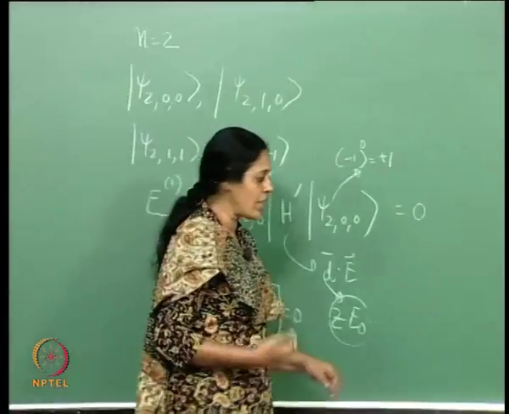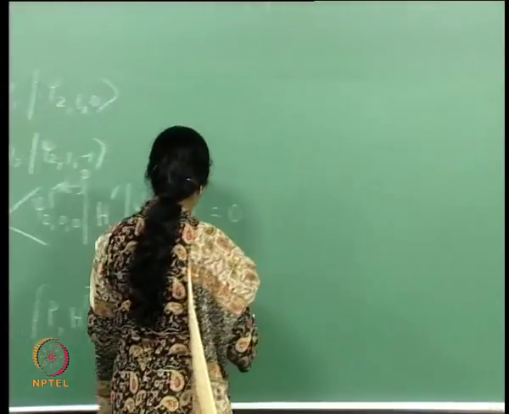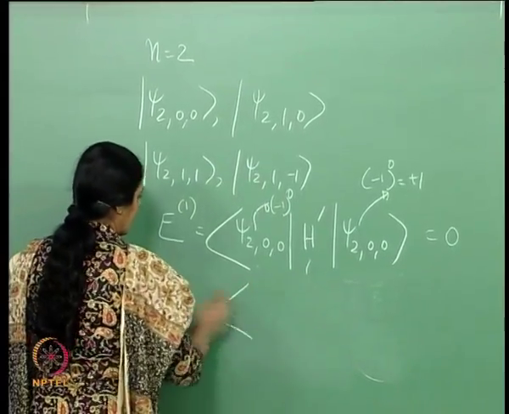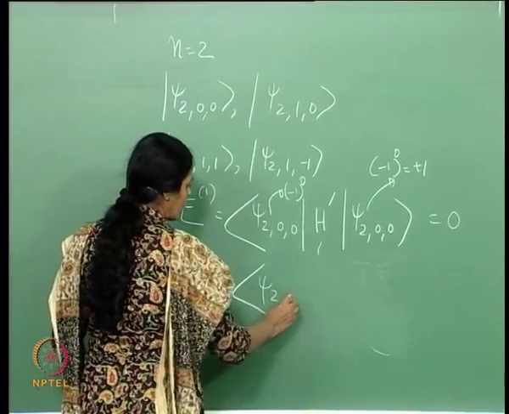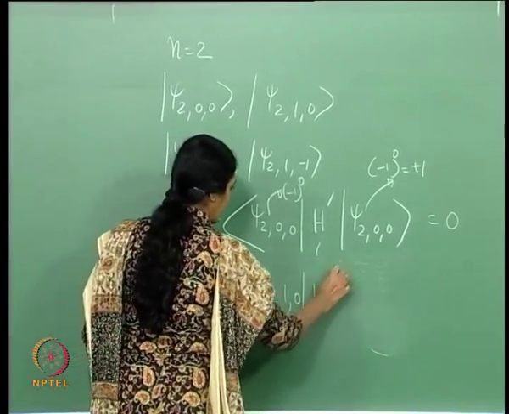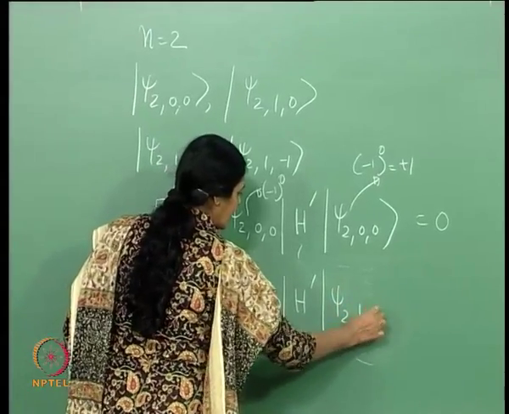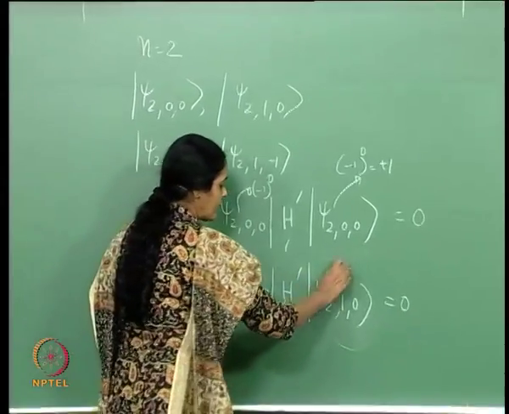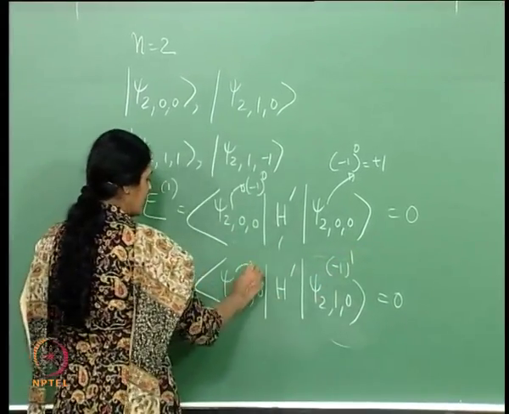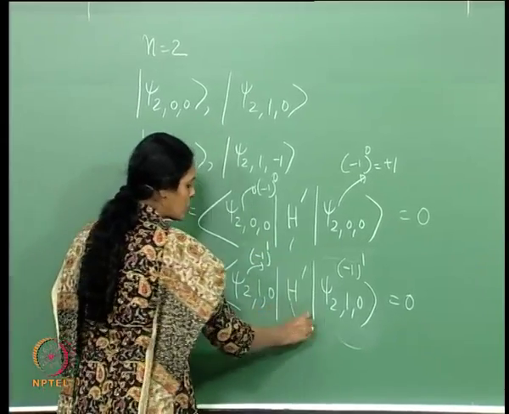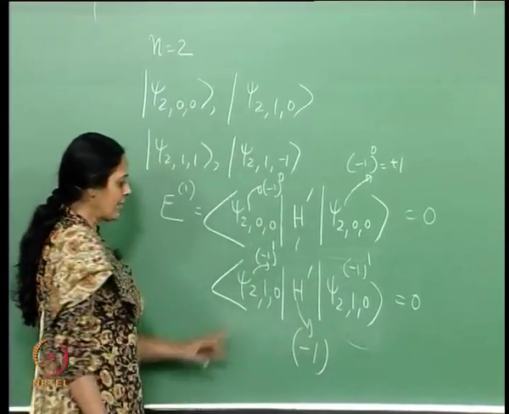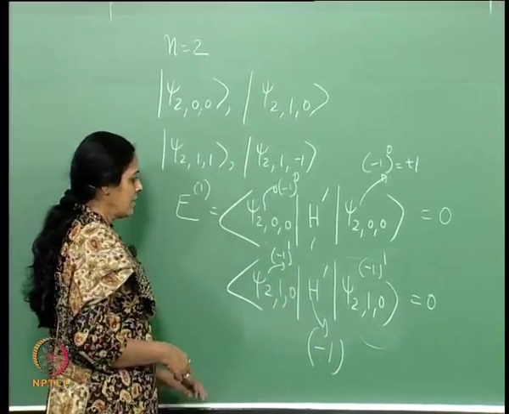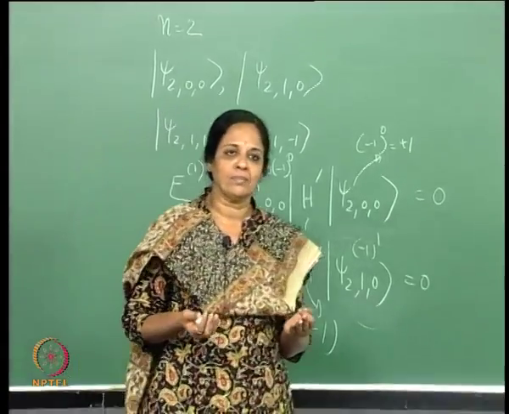Now, I will use the same argument to show that the contribution ψ210 H' ψ210, this matrix element, is also 0, same argument. Here the parity is (-1)^1, and here too (-1)^1, but H' provides another -1, and therefore the net parity is -1, which is odd. How do I get out of this problem?